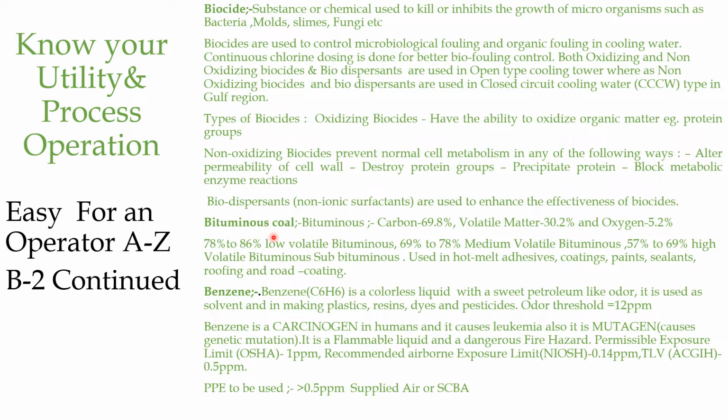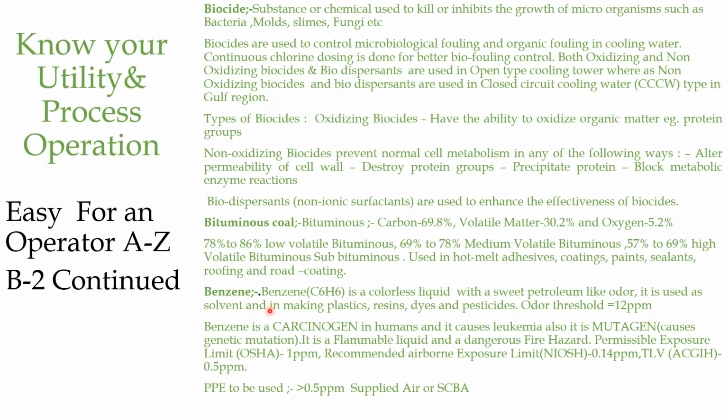Next important terminology is bituminous coal. Bituminous coal has a carbon content of 69.8%, volatile matter 30.2% and oxygen around 5.2%. Its range also varies from 78 to 86% for low volatile bituminous, 69 to 78% for medium volatile bituminous, and 57 to 69% for high volatile bituminous and subbituminous coals. The bituminous coals are used in hot melt adhesives, coatings such as paints, and as sealants for roofing and road coating. Normally it is used as a coating material only.